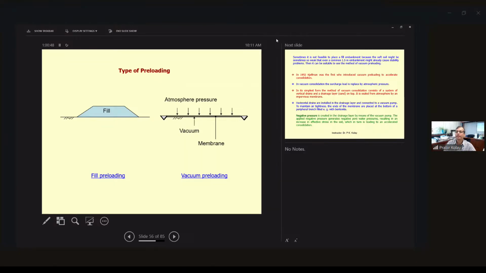Does it make sense? Generally we don't use that, but if we need to, and if it's a pure clay, permeability is really low. The water cannot flow on its own. So in that situation, you can use it.